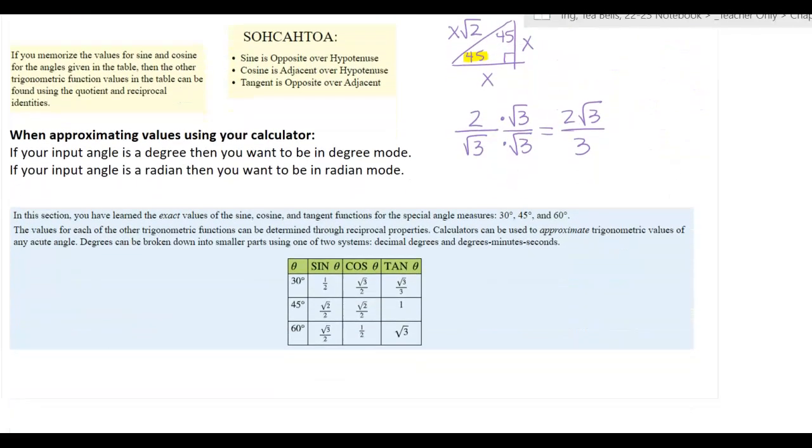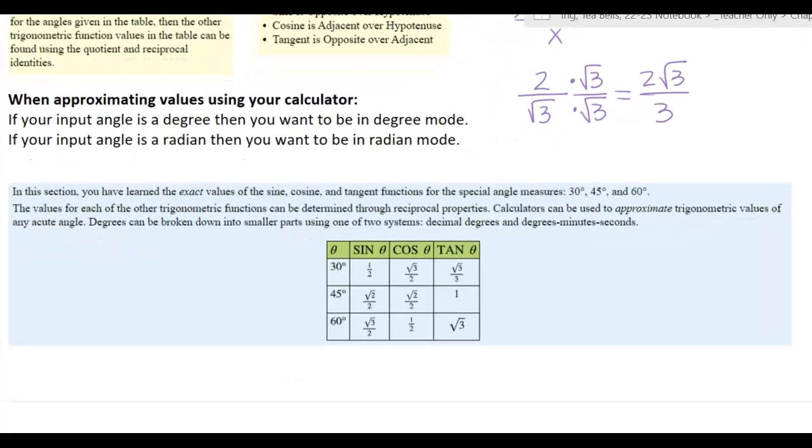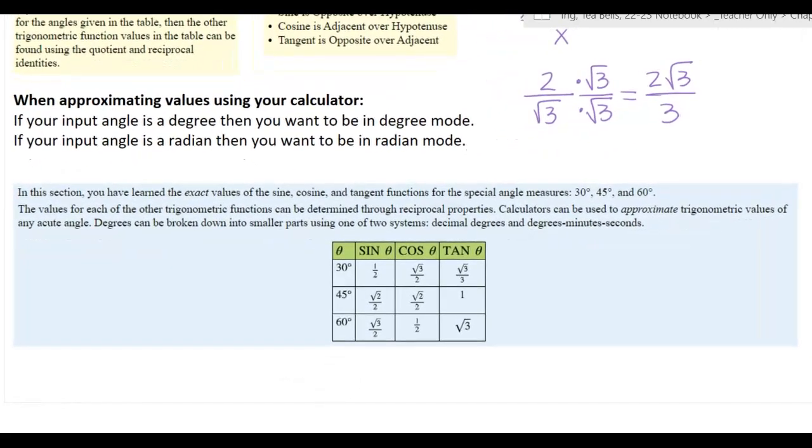Here's a nice little chart. You don't necessarily have to remember all the cosecant, secant, and cotangent, because as long as you know your sine, cosine, and tangent, you can just find the reciprocal of its matching pair.